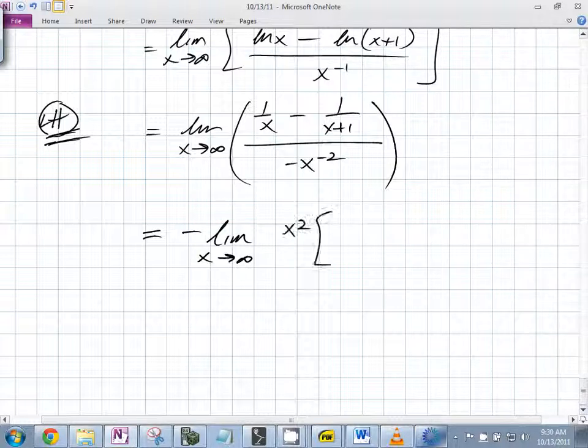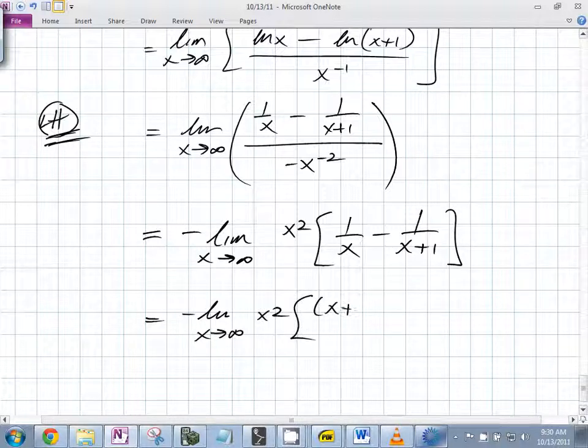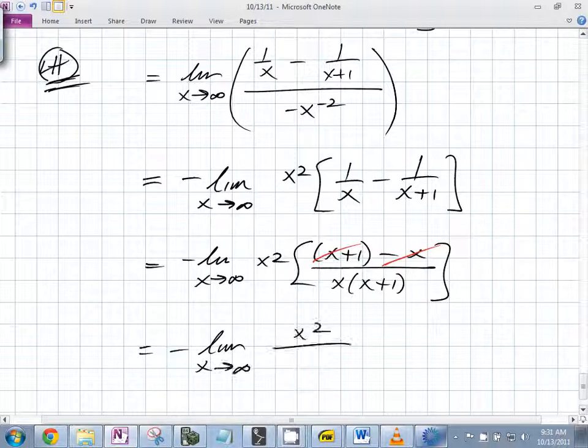So you end up with x squared times 1 over x minus 1 over x plus 1, and then you get a common denominator. Limit as x goes to infinity of x squared times x plus 1 minus x over x plus 1. And luckily what happens? The top just goes to 1. Right, exactly. So you end up with negative limit as x goes to infinity of x squared over x squared plus x. Exactly.